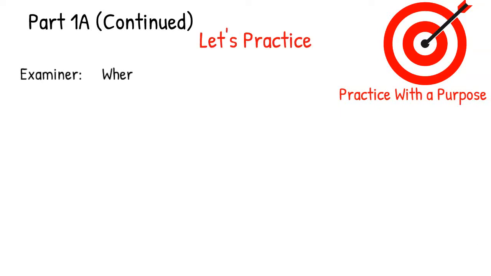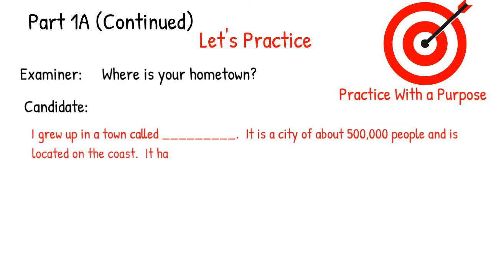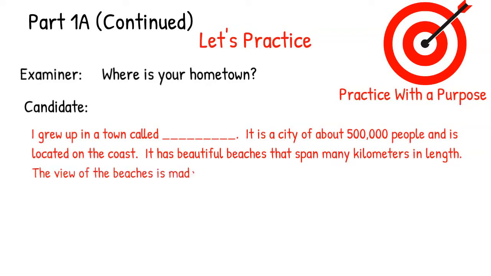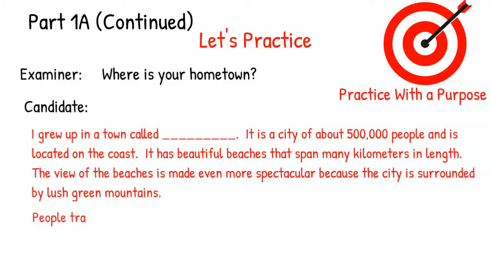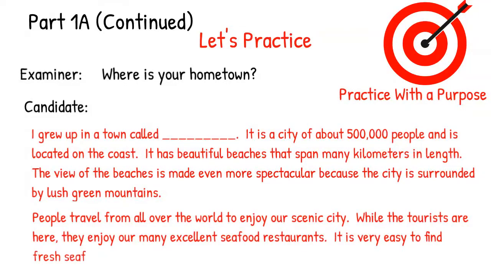Okay, so let's practice. Here is an example of an answer that I would give for the question of where is your hometown? And I would expand and build on that. And I would say, I grew up in a town called, it is a city of about 500,000 people and is located on the coast. It has beautiful beaches that span many kilometers in length. The view of the beaches is made even more spectacular because the city is surrounded by lush, green mountains. People travel from all over the world to enjoy our scenic city. While the tourists are here, they enjoy many excellent seafood restaurants. It is very easy to find fresh seafood throughout my hometown.